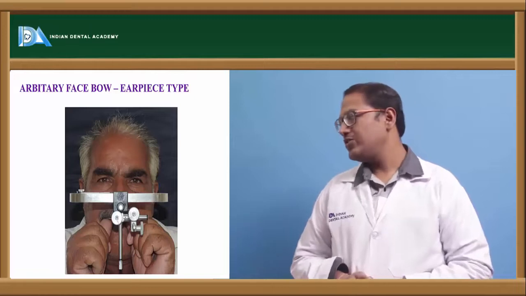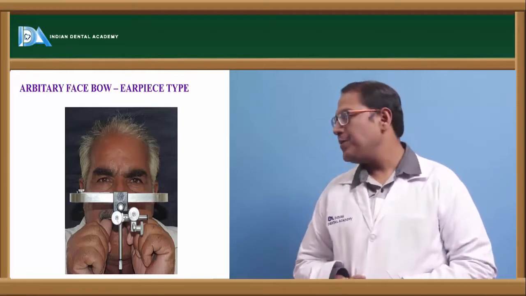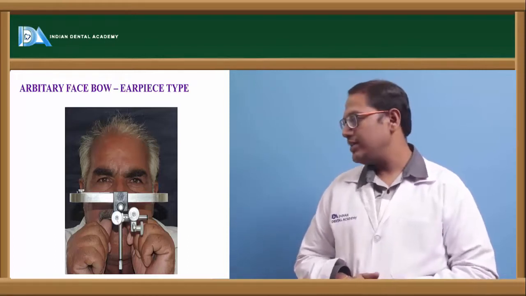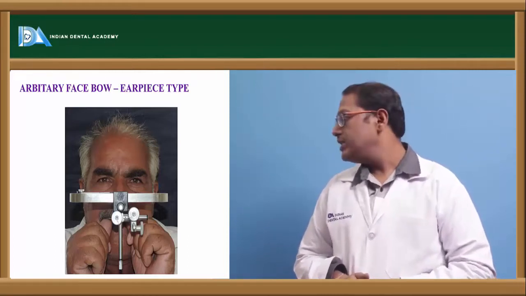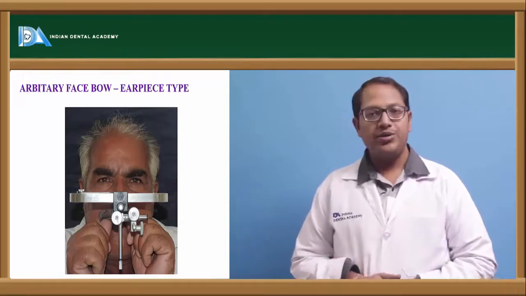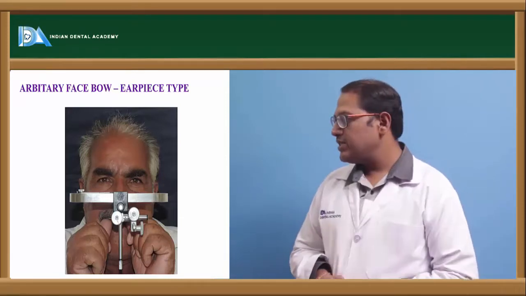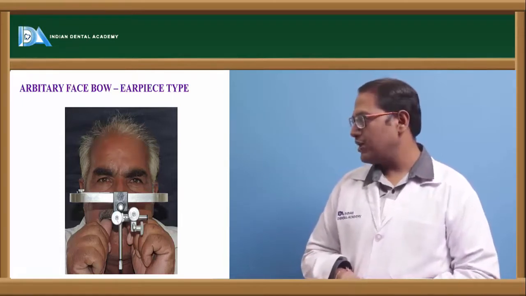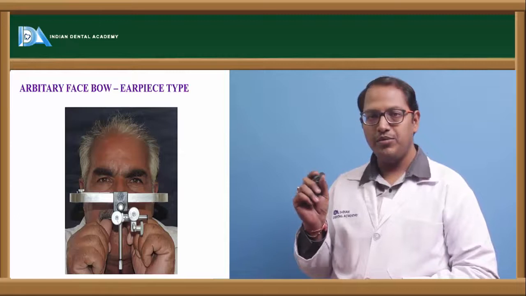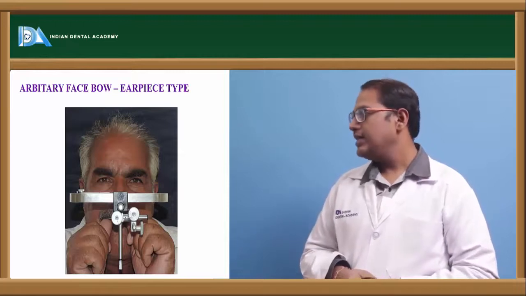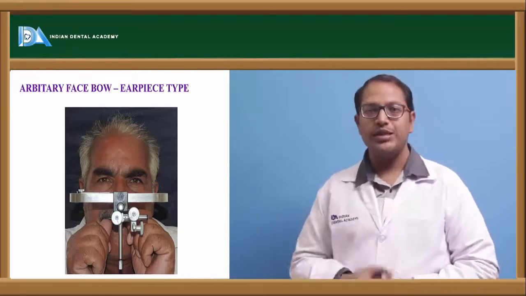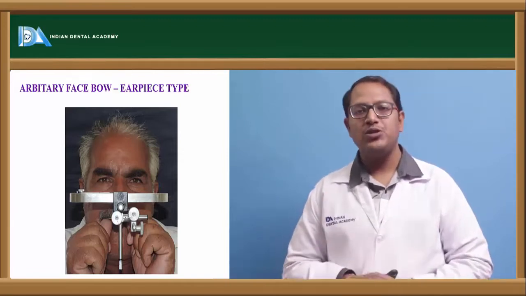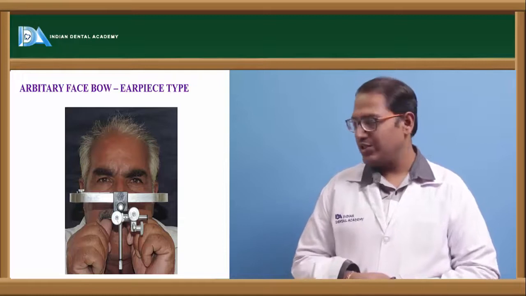You can see this is an earpiece type of spring bow. Whip Mix is a company which produces this kind of spring bow, which attaches to the Hanau articulator, the H2 articulator, wide-view contour type. And this is an arbitrary kind of face bow which uses an earpiece. You can see there is this front portion, that is a U-fork. You can see there are some knobs which are to be tightened. There is an earpiece which goes directly into the external auditory meatus, expecting it to be arbitrarily the hinge position from where the hinge axis passes.